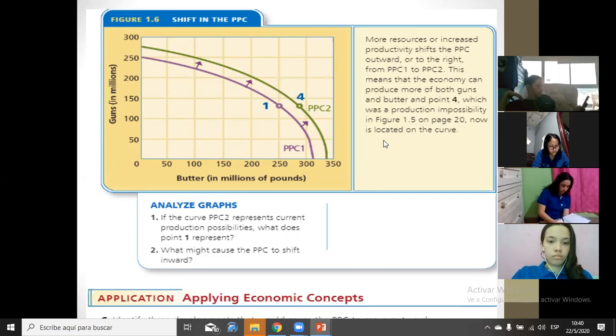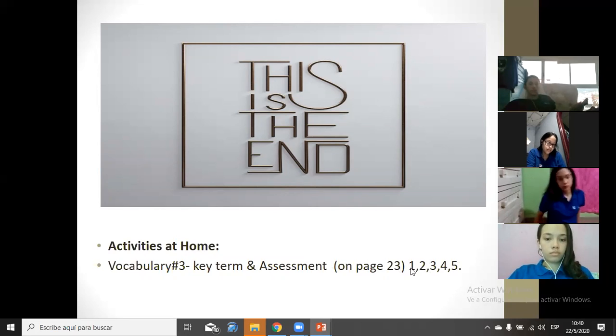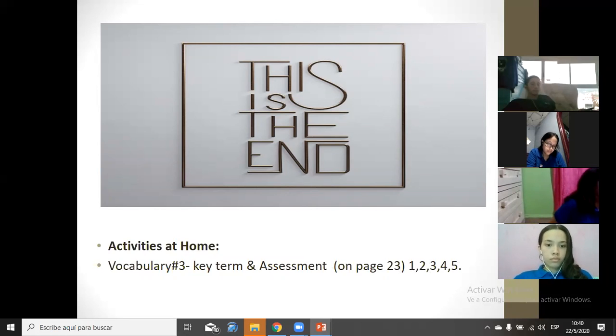Now I just grabbed the most important information, and everything is in your book. Remember, you need to write the topic and the vocabulary, and then you need to do the assignment for next class. That is on page 23. You have to do assignments number 1 and number 2, those are questions, and they are very easy, guys. Questions 1, 2, 3, 4, and 5.